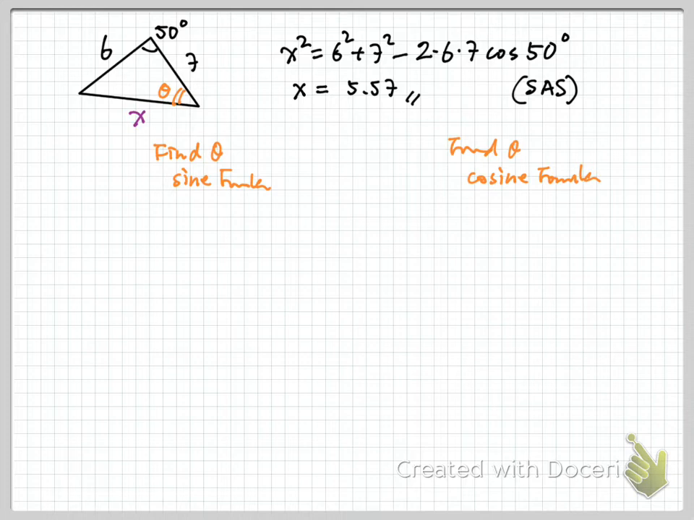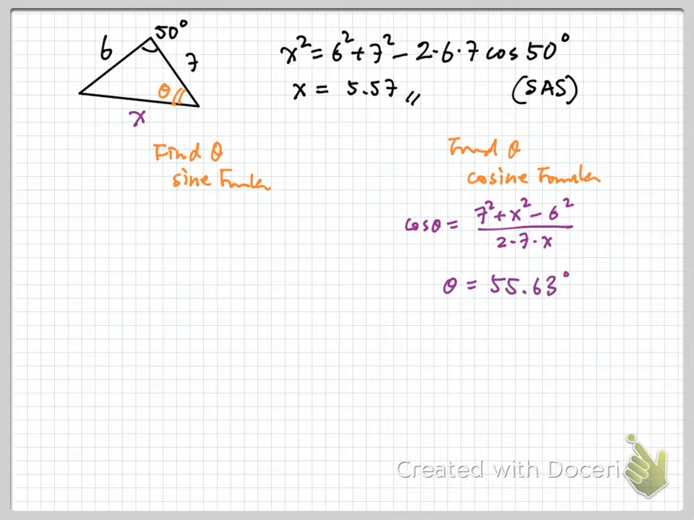Let's try the cosine formula first. Cosine theta is 7 squared plus x squared minus 6 squared, divided by 2 times 7 times x. That would be some calculator work. So theta will be 55.63 degrees.